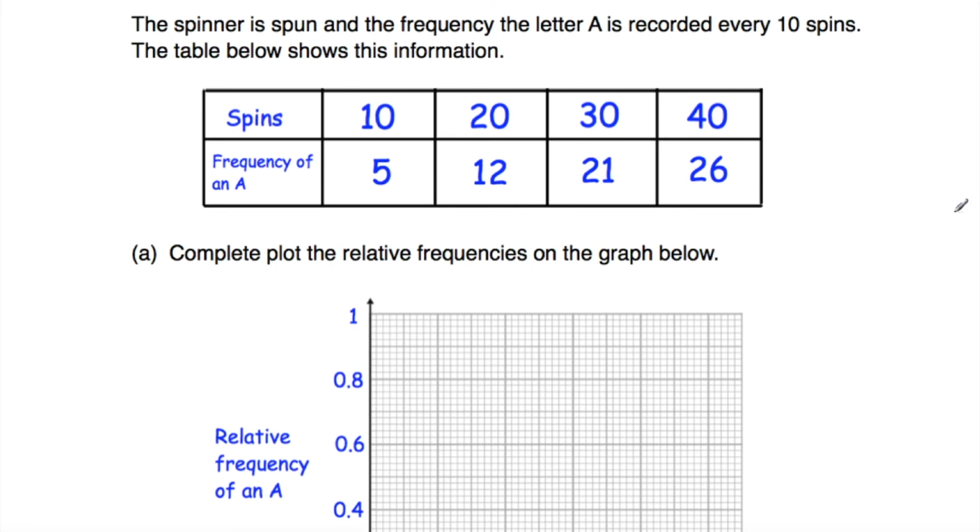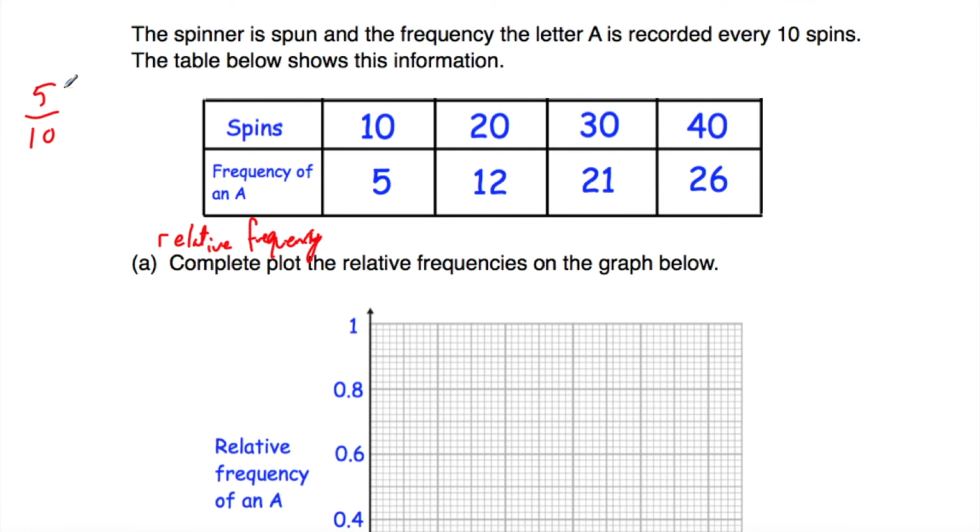Okay, so let's find the relative frequency of an A after 10 spins, 20 spins, 30 spins, and 40 spins, because we've got the frequencies, but it'd be great if we had the relative frequencies. So after 10 spins, it landed on A 5 times. So the relative frequency of an A would be 5 over 10, or 5/10. Now that could be cancelled down, but I'm just noticing we've got decimals going up the vertical axis, so I'm going to change these relative frequencies from fractions to decimals. So 5/10 would be 0.5. And remember, it's a calculator question, so you could just type in the fraction and convert that into a decimal, or divide the numerator by the denominator.